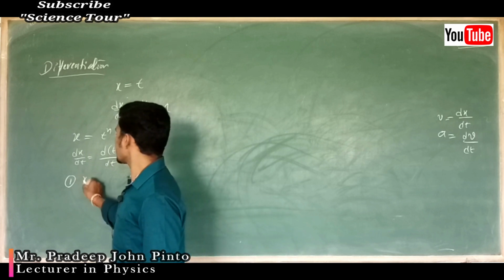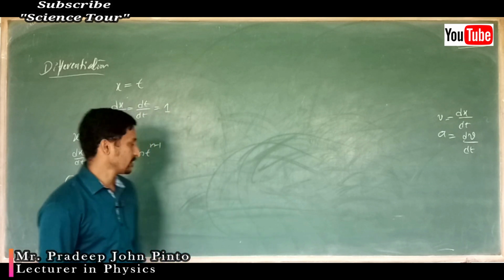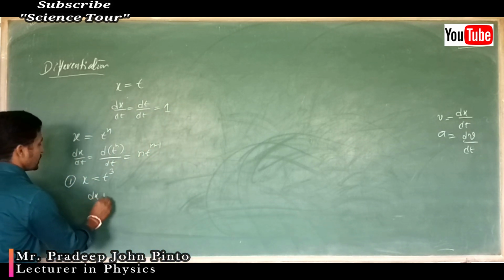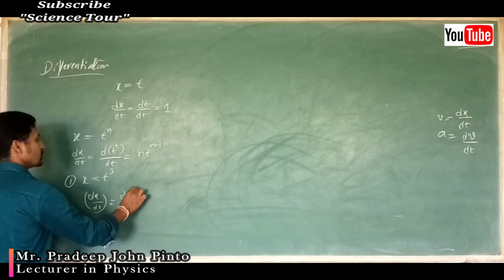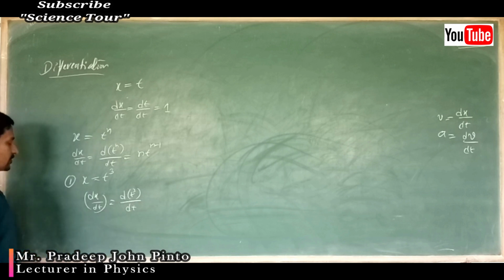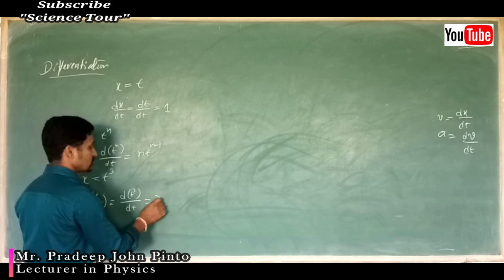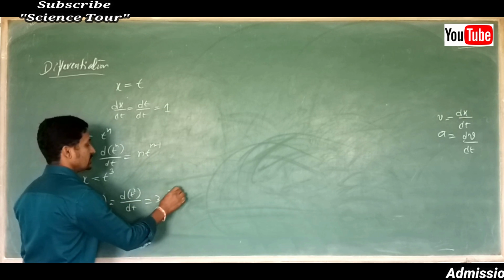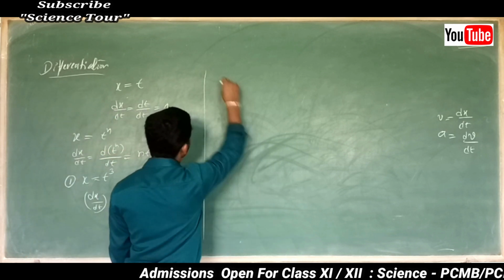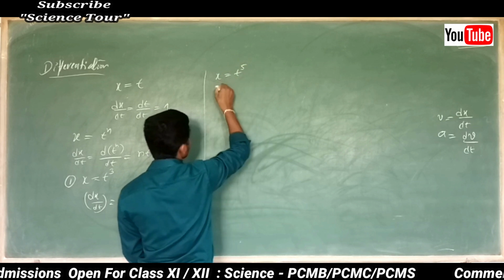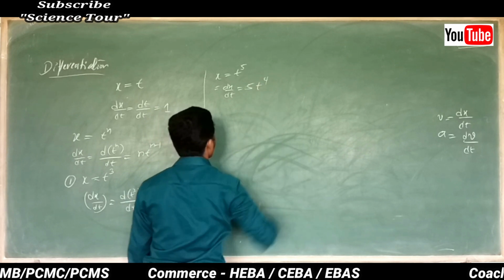Say for example, x is equal to t to the power n is general. Here it is t to the power 3, x is equal to t to the power 3. What do you have to do? dx by dt is n into t to the power n minus 1. n means 3, and 3 minus 1 is 2, so it becomes 3t square. Similarly, if x is equal to t to the power 5, then dx by dt is equal to 5 into t to the power 4.